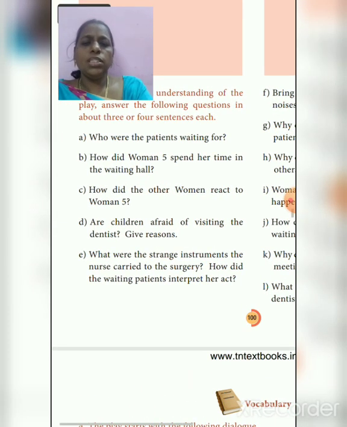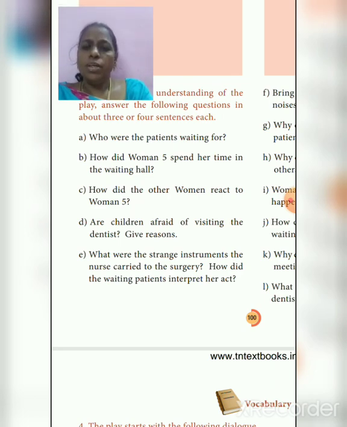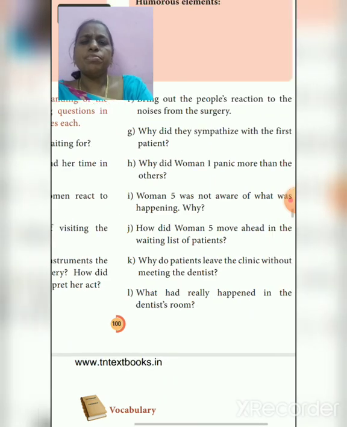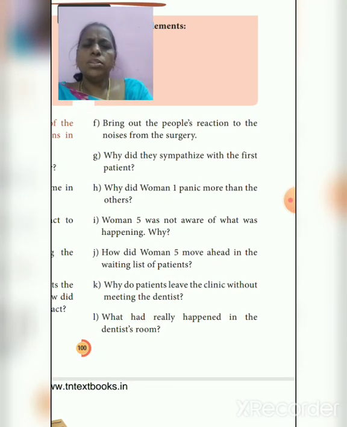The first question is, who were the patients waiting for? How did woman 5 spend her time in the waiting hall? Very simple questions, no? How did the other woman react to woman 5? Are children afraid of visiting the dentist? Give reason. What were the strange instruments the nurse carried to the surgery? How did the waiting patients interpret her act? Bring out the people's reaction to the noises from the surgery. Why did they sympathize with the first patient?